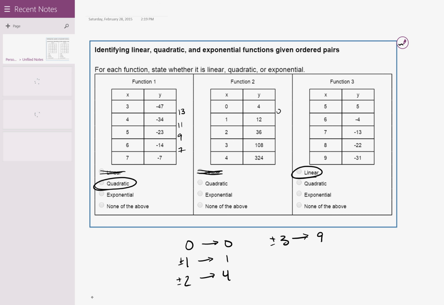Here, this is a change of 8, and this is a change of 24, and then this is a change of something huge. Whatever, it's not quadratic.